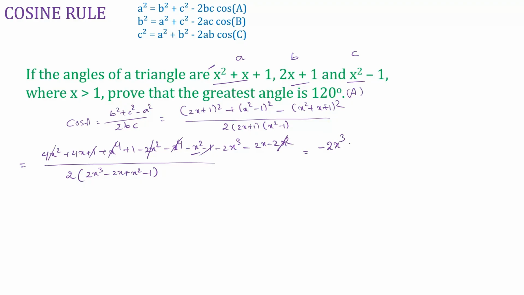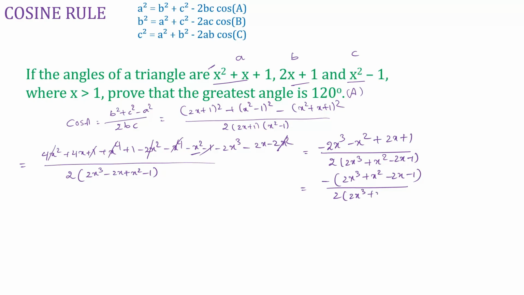For x square we have minus x square, and the x term is 4x minus 2x, which is 2x, and the constant 1. In the denominator we have 2x cube plus x square minus 2x minus 1. Let's take minus out. Then we'll have minus of 2x cube plus x square minus 2x minus 1 upon 2 into 2x cube plus x square minus 2x minus 1. These two will get cancelled and finally we have minus 1 upon 2 as the answer for this question.